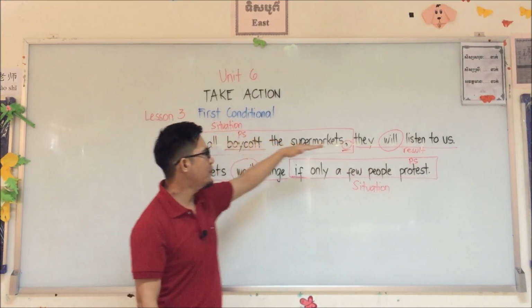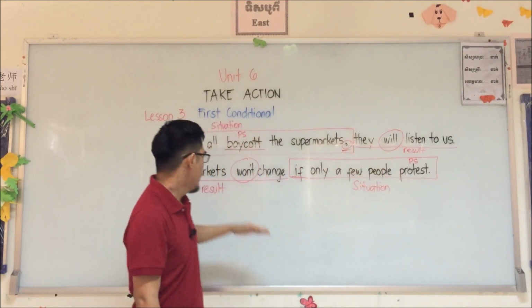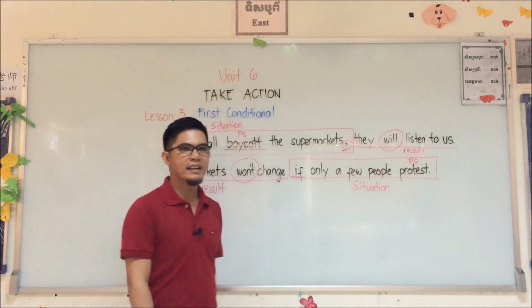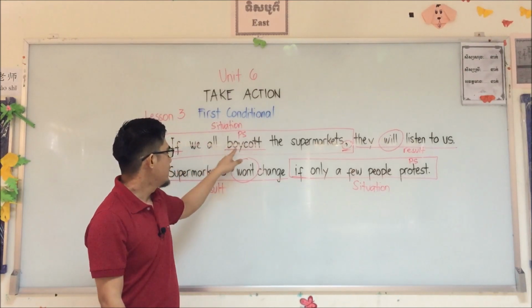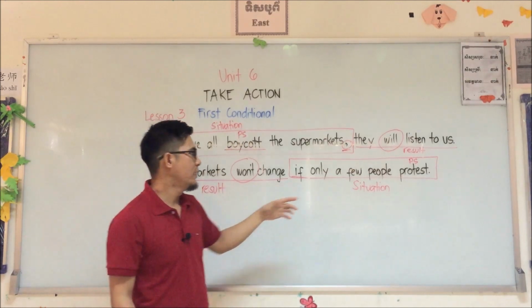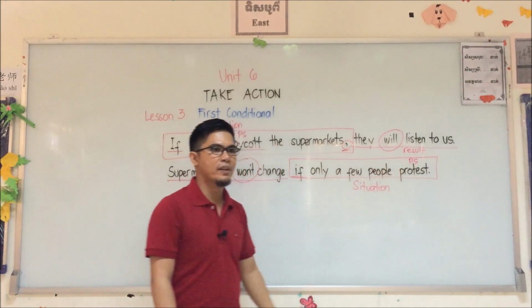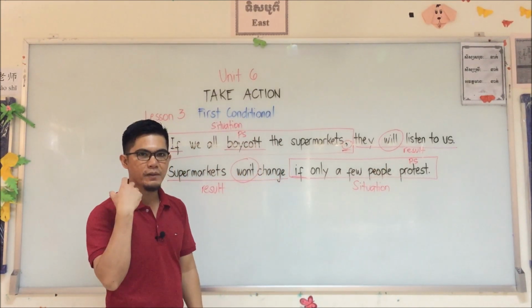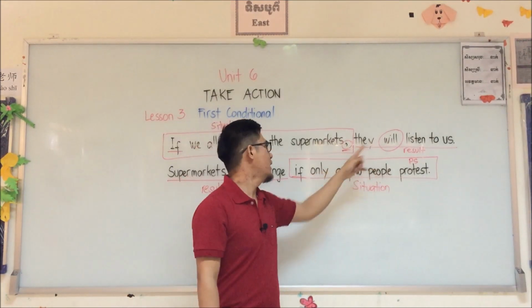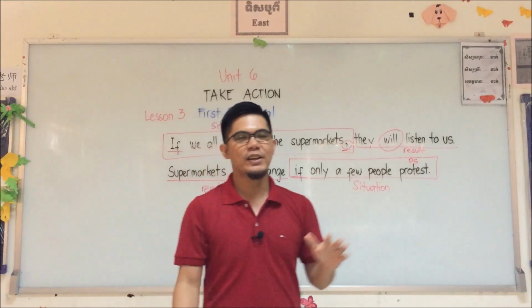Remember, situation, put comma, and then the result. Result, no comma, and then the situation. And then we use the present simple form of the verb. And for describing the future result, we use will or won't.